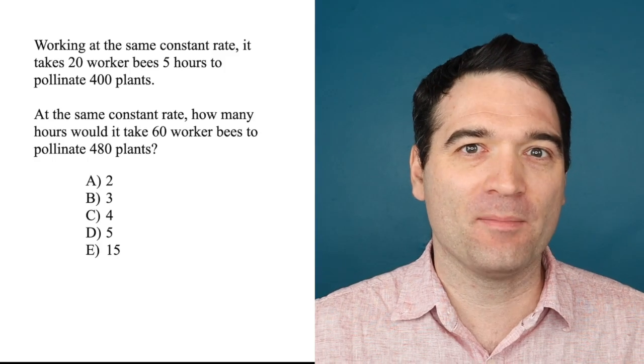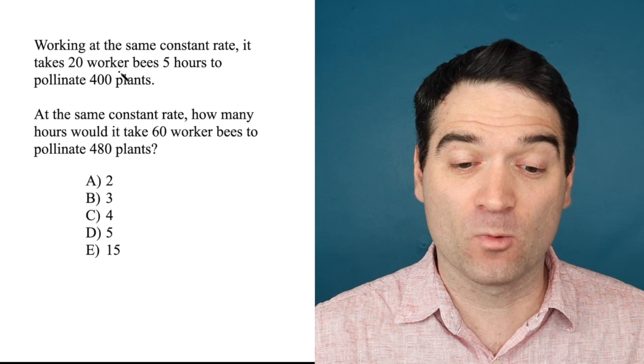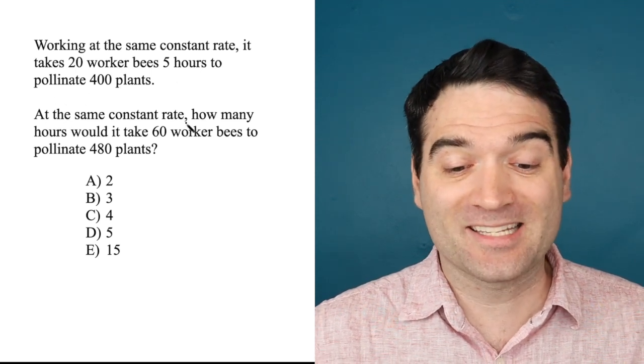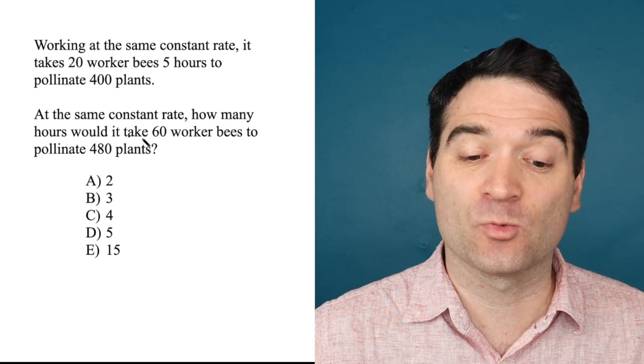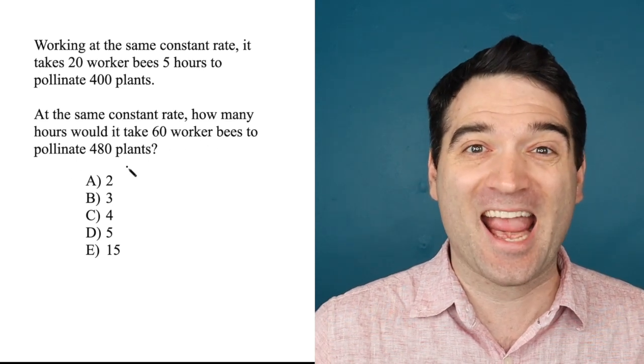Here's a GRE word problem. Let's take a look. Working at the same constant rate, it takes 20 worker bees 5 hours to pollinate 400 plants. At the same constant rate, how many hours would it take 60 worker bees to pollinate 480 plants?